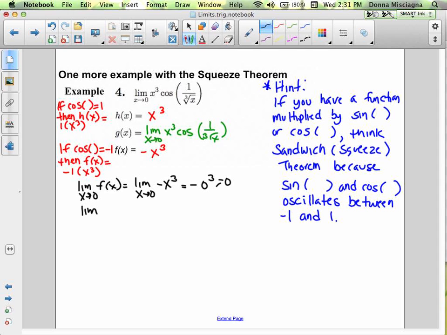Let's find the other limit. The limit as x approaches 0 of h of x. That would be the limit as x approaches 0 of x cubed. Again, we can plug in 0 cubed. Well, that's 0.